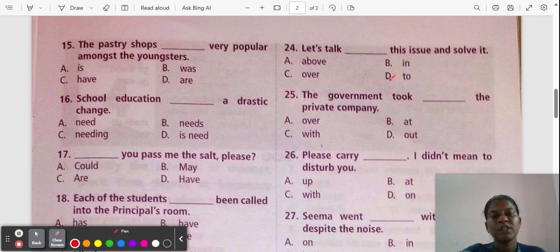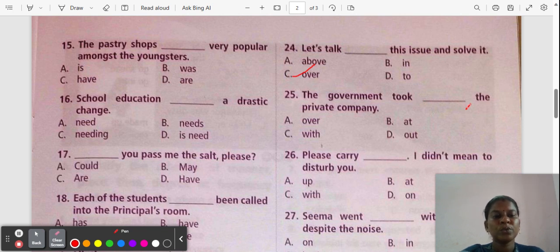Question number 24. Let's talk dash this issue and solve it. Option A, above. Option B, in. Option C, over. Option D, to. Let's talk over this issue and solve it. So option C, over, is the correct answer.